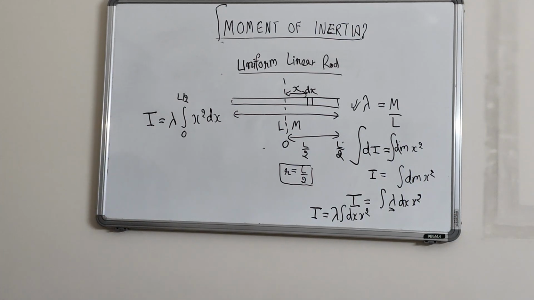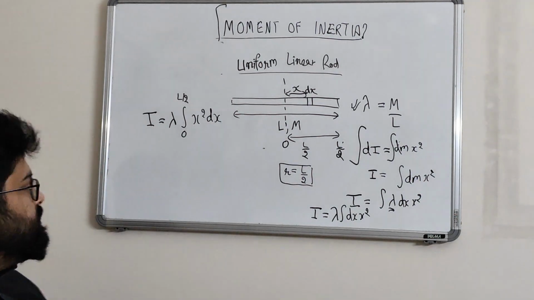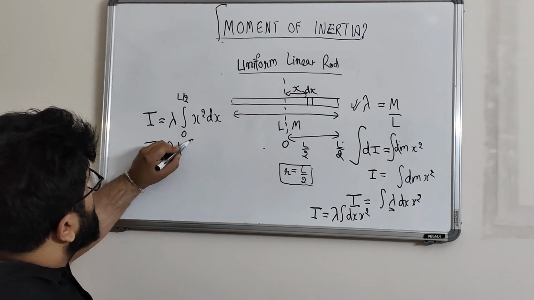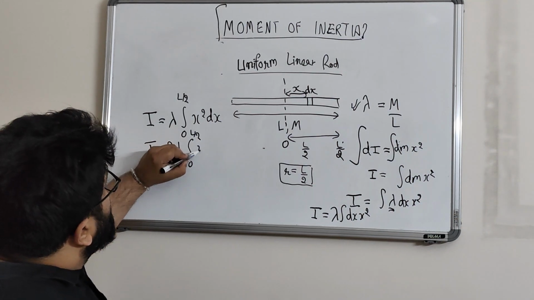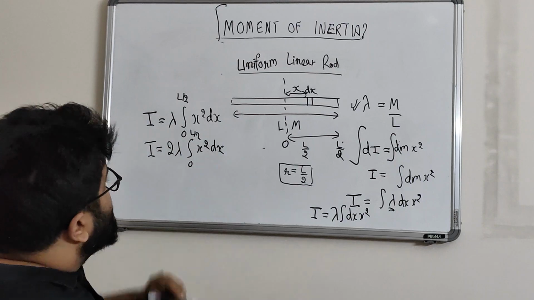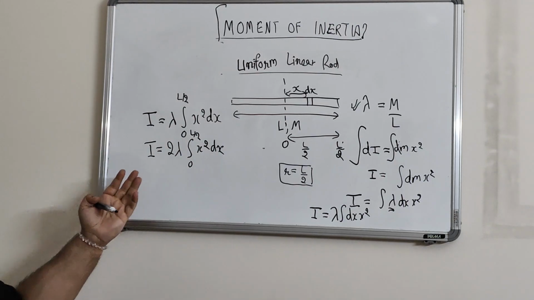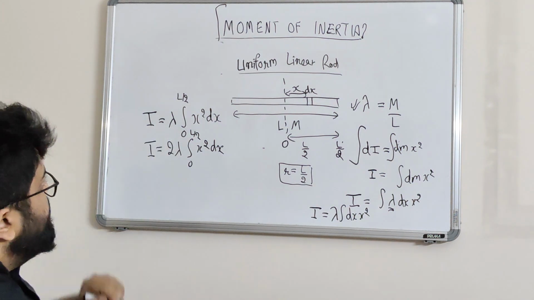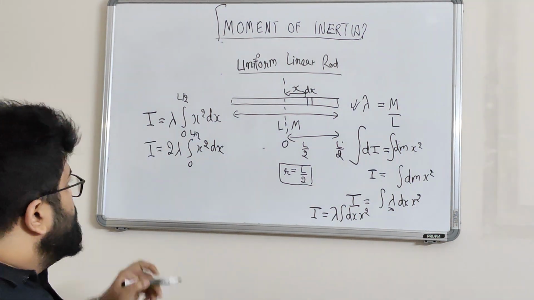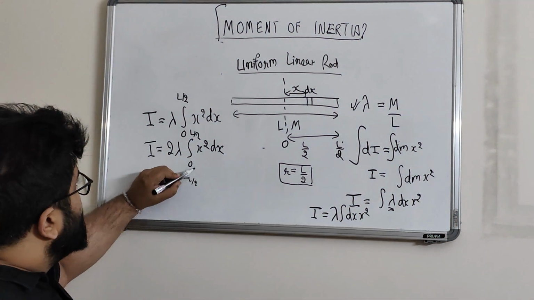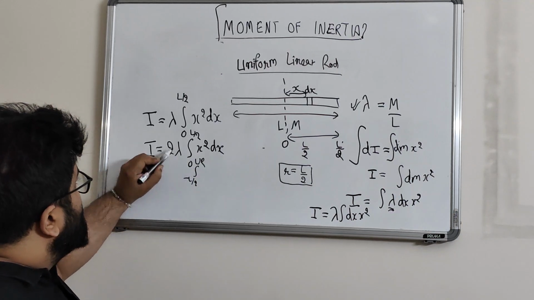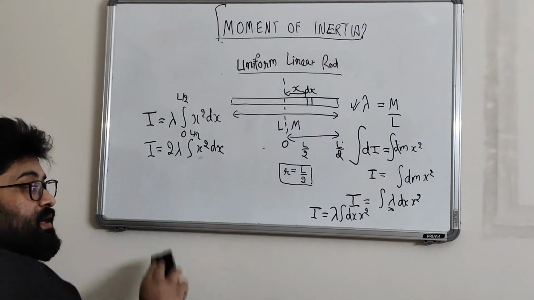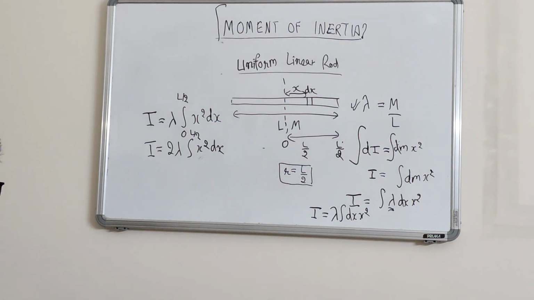This is for only half the rod, so all we need to do is multiply it by 2. This looks doable, and it's for the whole rod. Instead of using 0 to L by 2 and this factor of 2, you can just integrate from minus L by 2 to L by 2 and you don't need the 2. Or you can integrate from 0 to L, your choice.